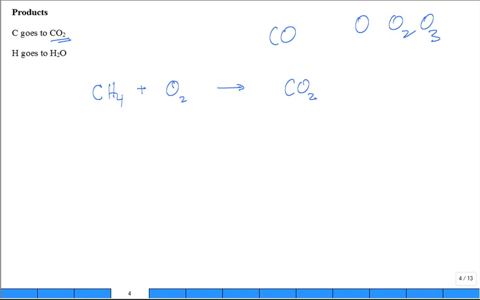Don't ask me why C2O5 doesn't like to float. I don't know. That's the chemistry people can tell you. But CO2 is the way it likes to float around. So the carbon likes to go to CO2 and the hydrogen likes to go to H2O. You know, why doesn't it like to go to H2O2, right?